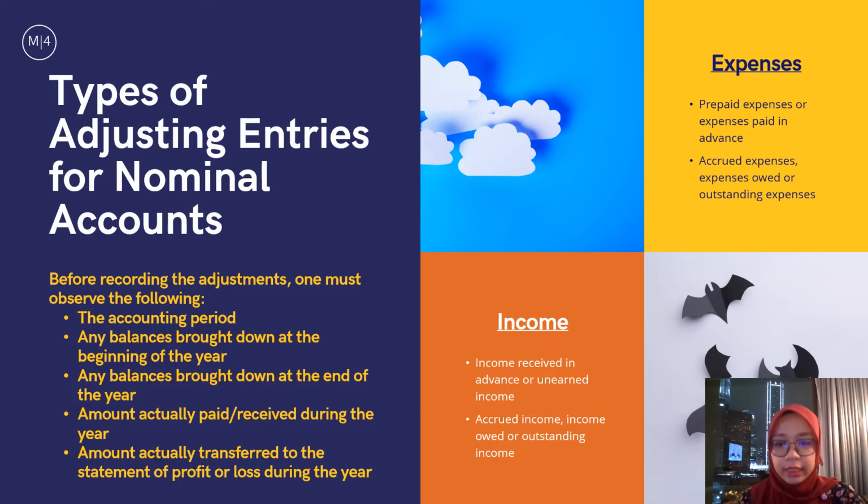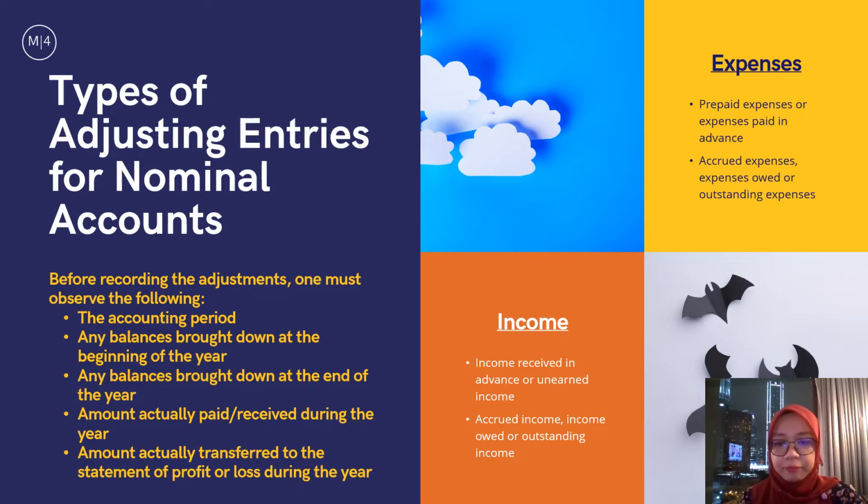We want to recognize any income received in advance, or what we call unearned income. For example, for our services, this is January, and we have already received the payment for our work to be done in February and March. So we have to record these two months of income received in advance in our account.